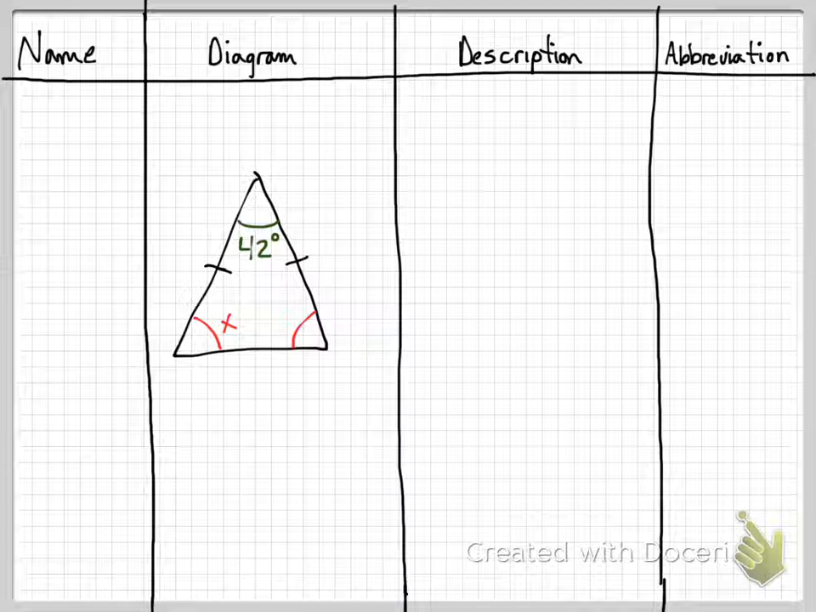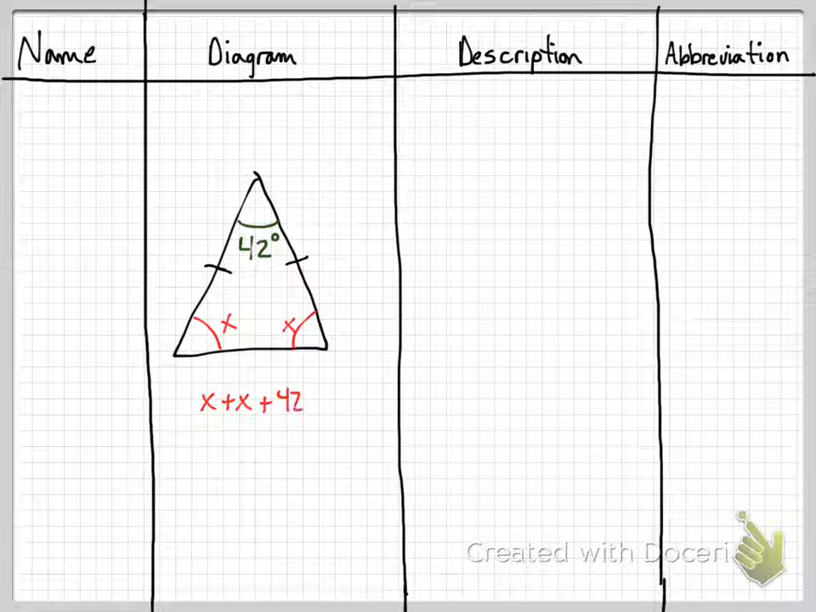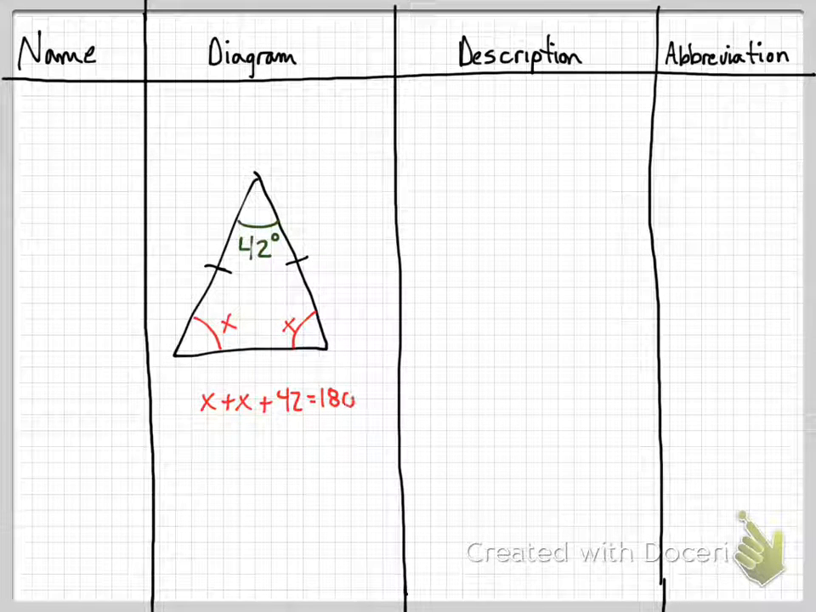All right. Well, okay, so we know we have two angles here that are the same measure. You have x in the bottom left, you have x in the bottom right. So now we could set it up as x plus 42 equals 180. And then we can go through and solve for x at that point.